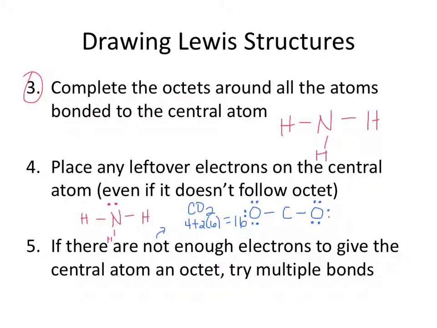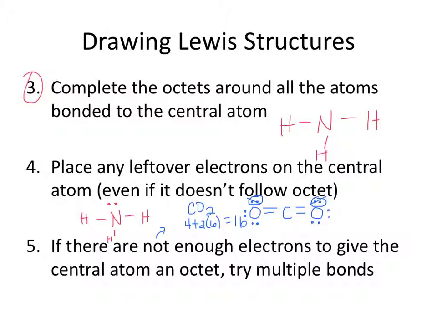But if we look at step 5, it says if there are not enough electrons to give the central atom an octet, then we have to try multiple bonds. If you look at that carbon atom, it has 2 dashes around it. That represents 4 electrons, but it really needs to have 8. So what you're going to have to do is take that pair, cross it out, and make a double bond. That will make 6 around carbon. You're going to have to do that same thing over here. So this pair of electrons is going to become a bond between them.